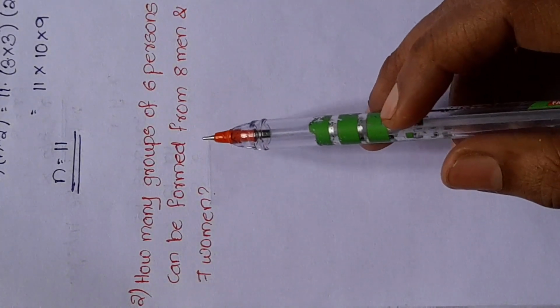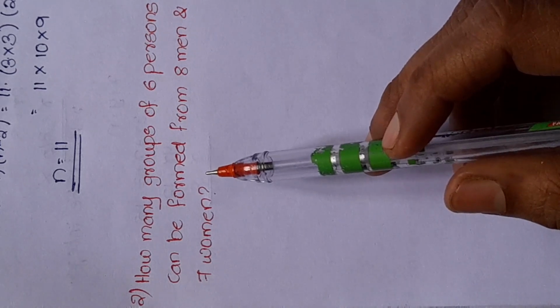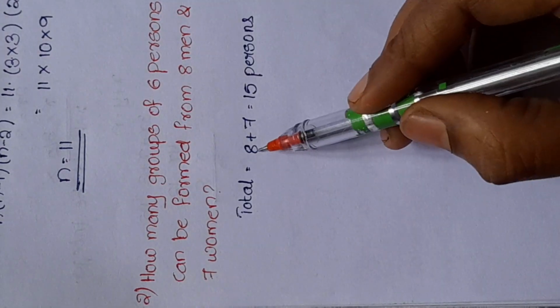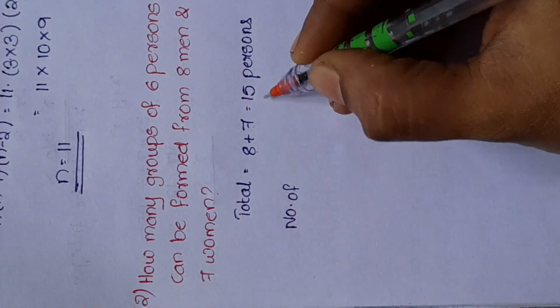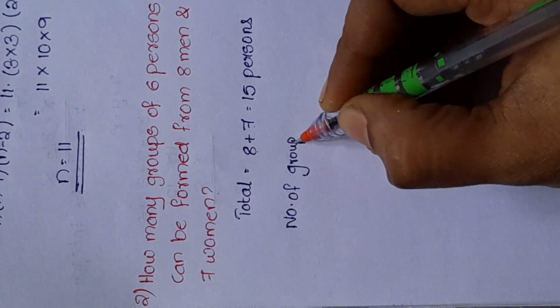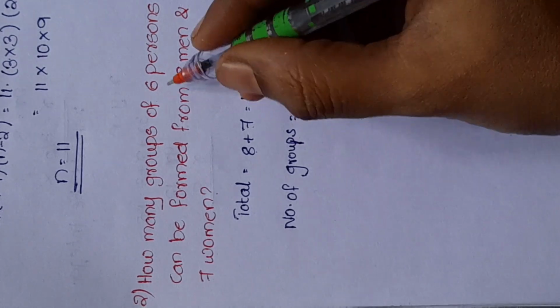Second question: how many groups of 6 persons can be formed from 8 men and 7 women? Total there are 8 plus 7, that is 15 persons. So the number of groups we should select from these 15 persons. Number of groups is equal to 15. We should select 6 persons.